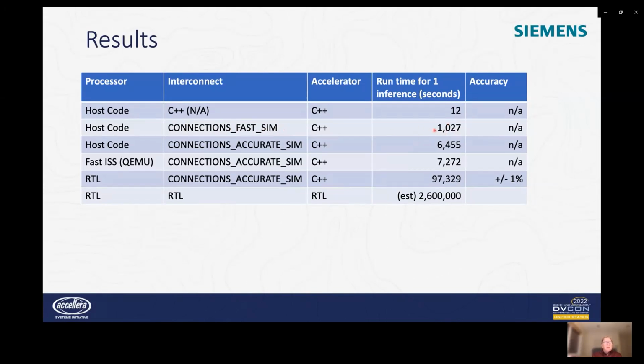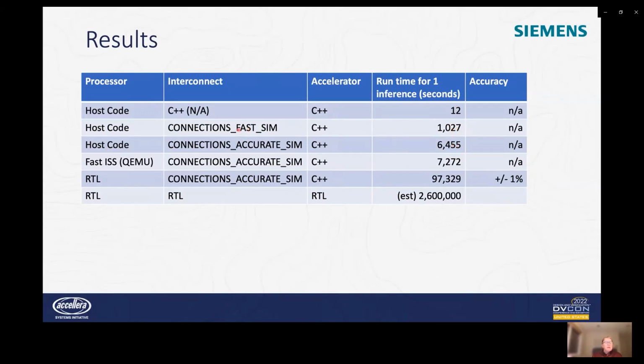And here, the runtime for one inference is 1,027 seconds, so about 15, 16 minutes. But quite a bit slower than a pure host code implementation. But as you'll see, this is going to be reasonably fast. So if we take that same host code and we do the connections accurate SIM with the same abstract accelerator, we're going to take about 6,500 seconds. So this is about a 2-hour simulation.